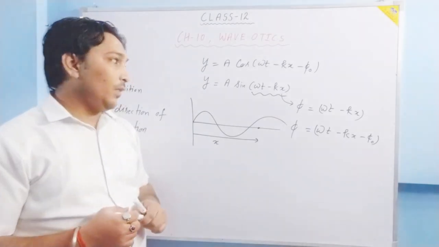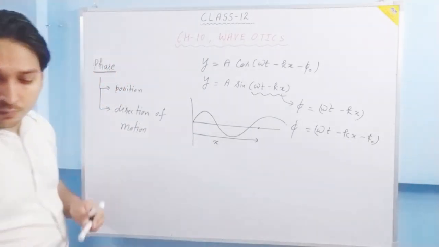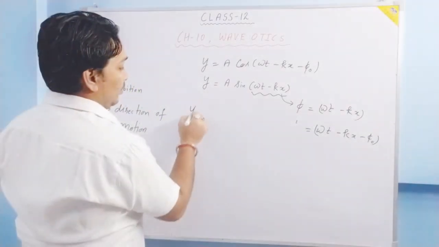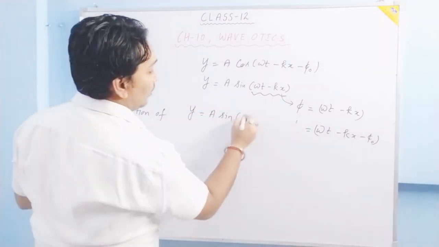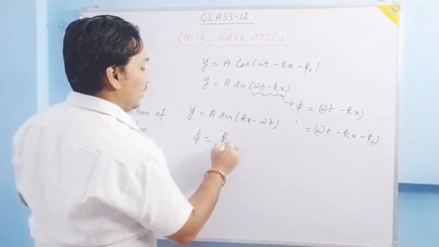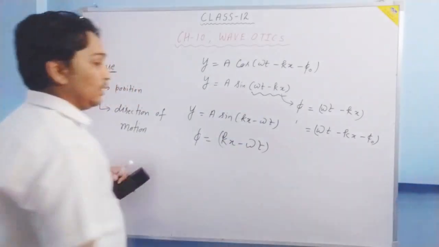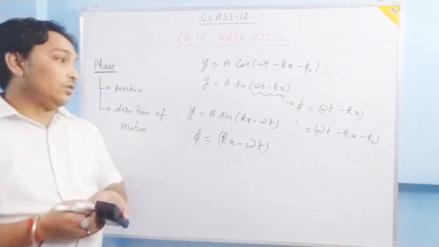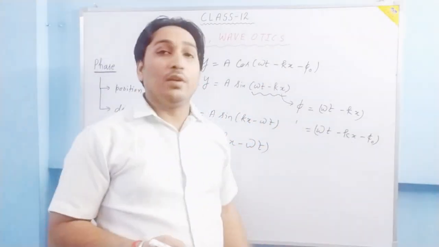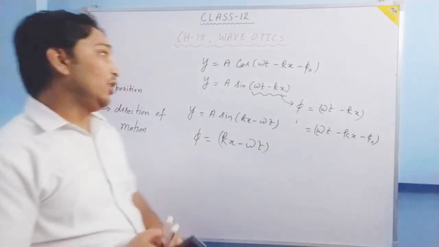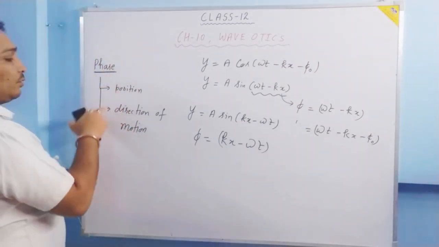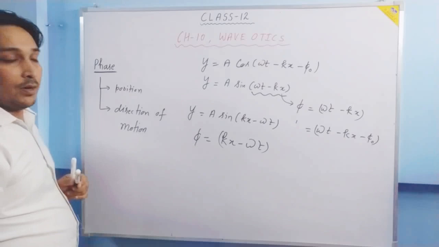Is it clear? For example, if I ask you, there is a wave represented by y is equal to A sine (kx minus omega t). What is the phase? The phase is going to be kx minus omega t. Is it clear? Phase of this one is written over here. I hope the phase is clear. Whatever is written in front of sine or cos is the phase, and phase describes the position and the direction of motion of the particle.